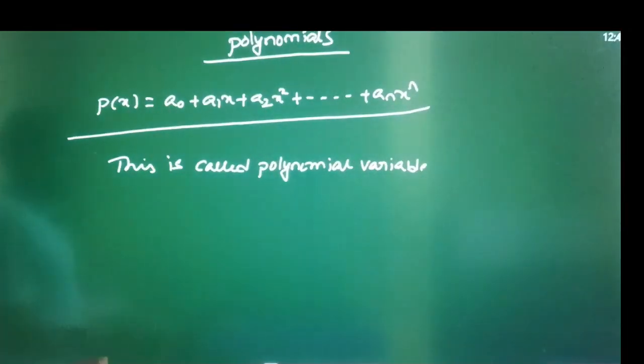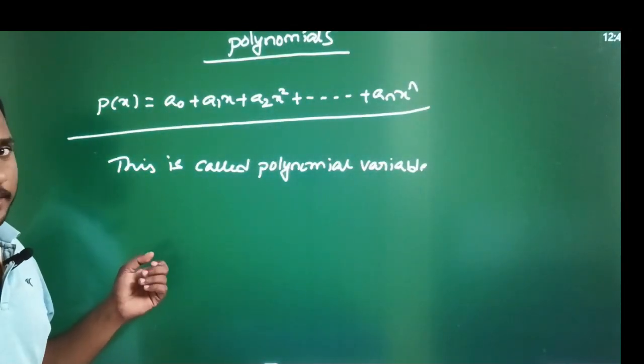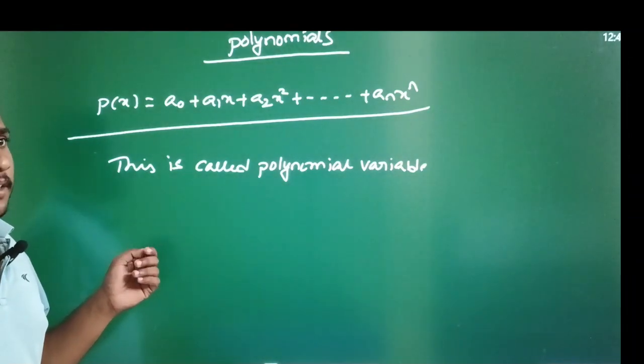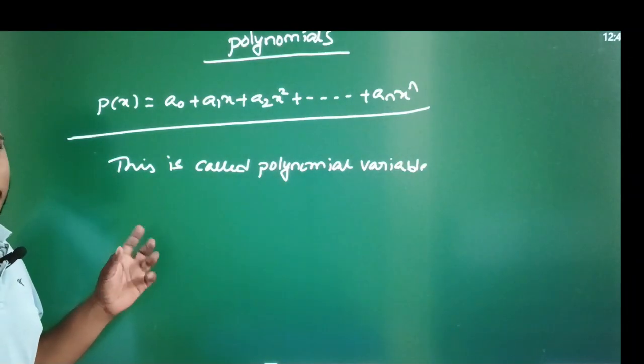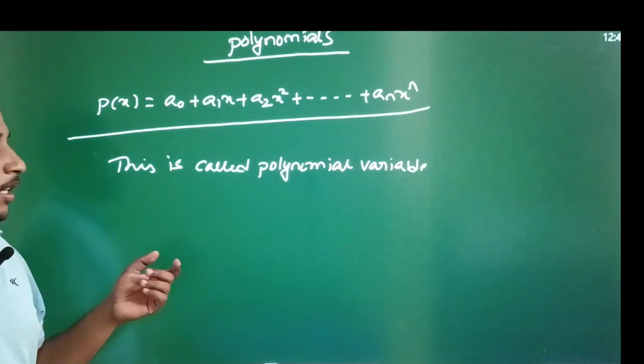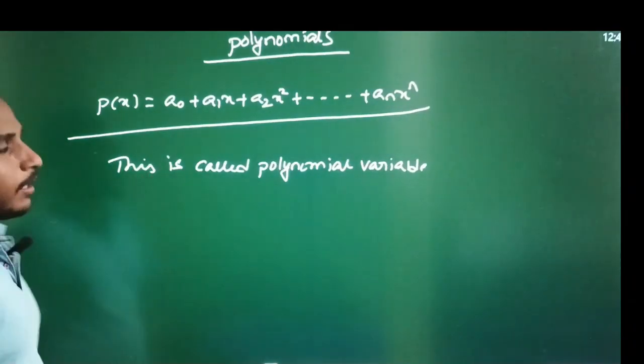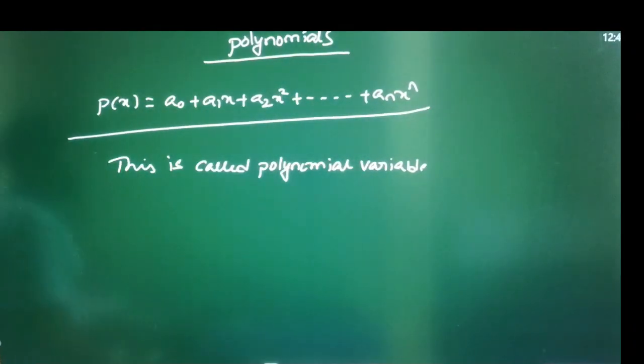A polynomial is also an algebraic expression. What is an algebraic expression? An algebraic expression is the combination of variables and numerical constants with the help of the fundamental mathematical operations like plus, minus. Now, what is the degree of the polynomial and what are the coefficients of the polynomial?